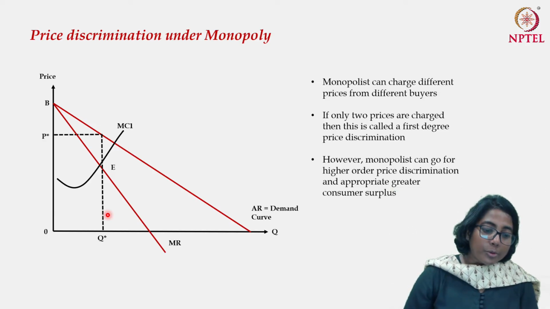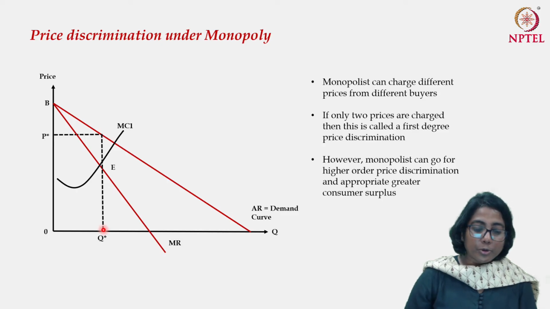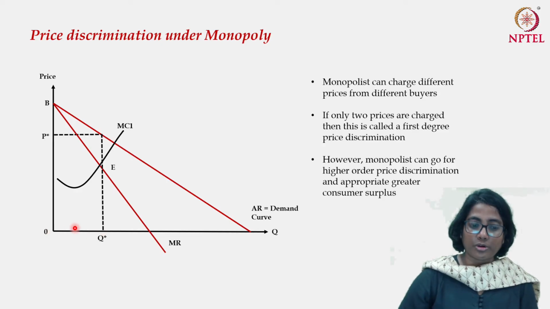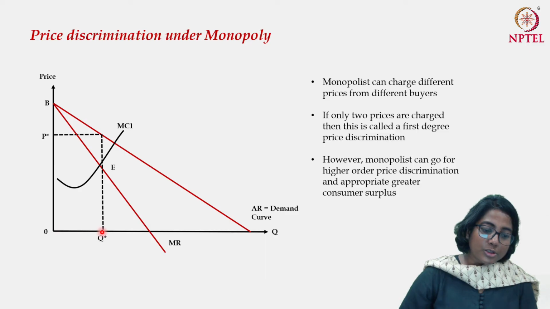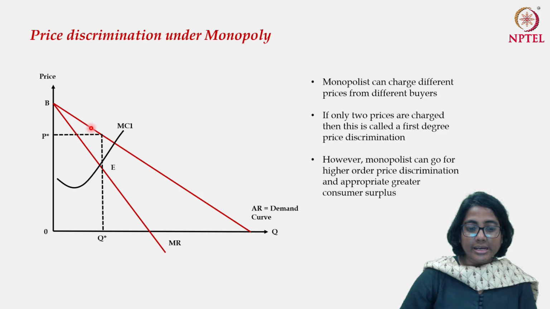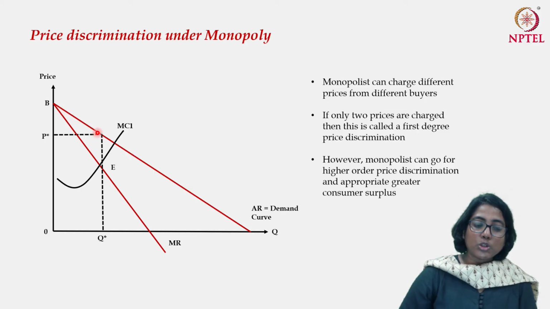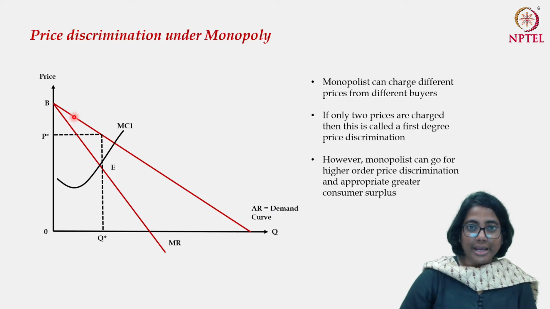Okay. So what the monopolist is thinking is that, okay, I'm producing and supplying Q star amount of product in the market and I'm charging P star amount of money. So Q star means I'm actually producing and supplying OQ star amount of product in the market. Now see, for this OQ star amount of product, there are some people who are willing to pay higher than the price P star. So instead of charging P star, even if I charge them higher than that, they will buy this product.